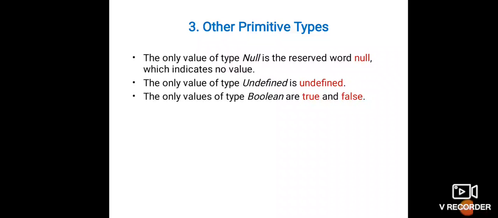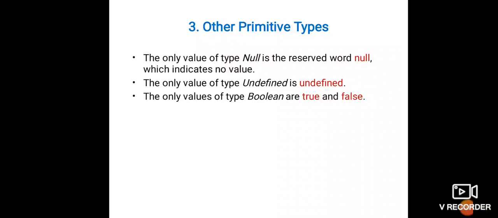Next one is undefined. The only value of type undefined is undefined. See here, null is a reserved word, but undefined is not a reserved word. If a variable has been declared but not assigned a value, then we say its value is undefined.